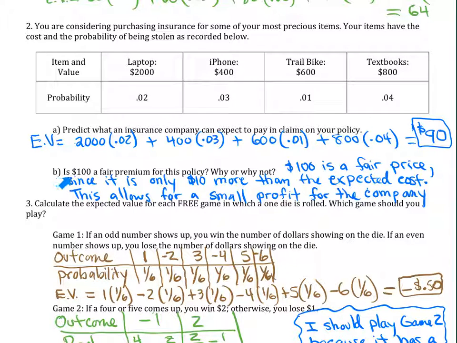Now question B says, is $100 a fair premium for this policy? Why or why not? Well, if you're the insurance company, $100 is a fair price, since it is only $10 more than the expected cost. And this allows for a small profit for the insurance company.